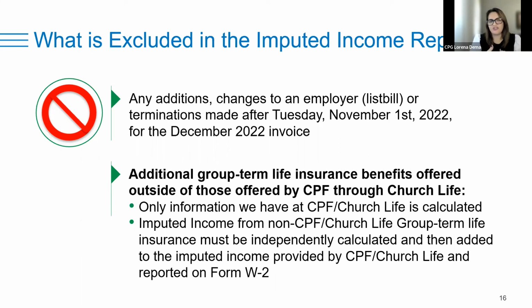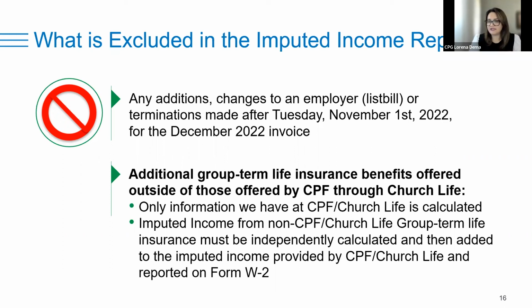You can reach out and we will help you if there is any termination or any adjustments needed. And of course, any additional group term life insurance benefits that are offered outside of those that we offer here at CPG are not included. So only information that we have here is calculated. Imputed income for non-CPS church life group term life insurance must be independently calculated, and then of course added to the amounts that we provide.